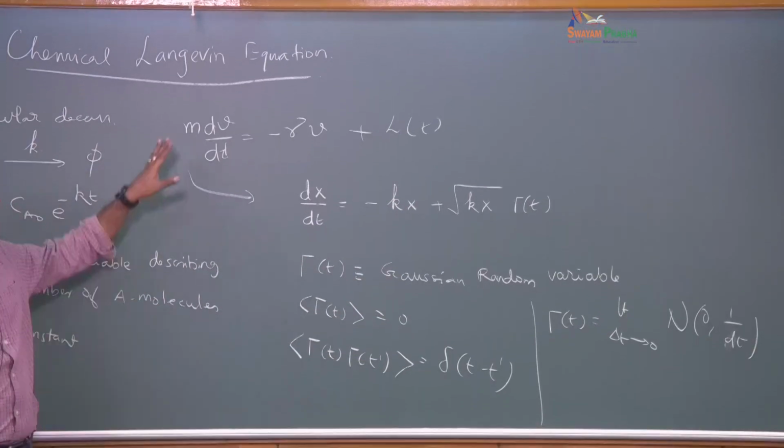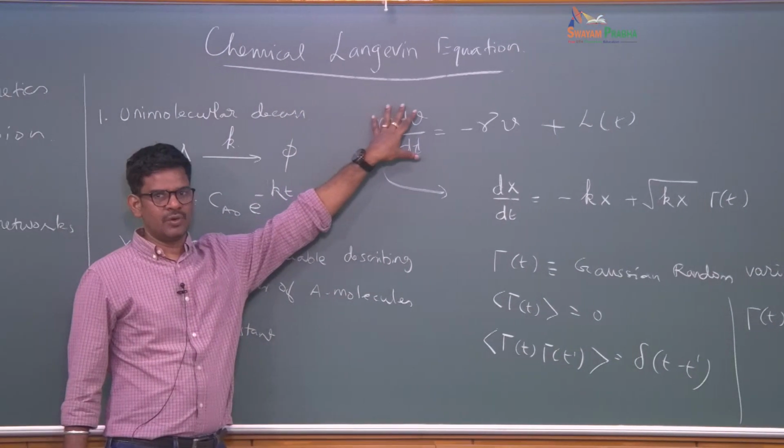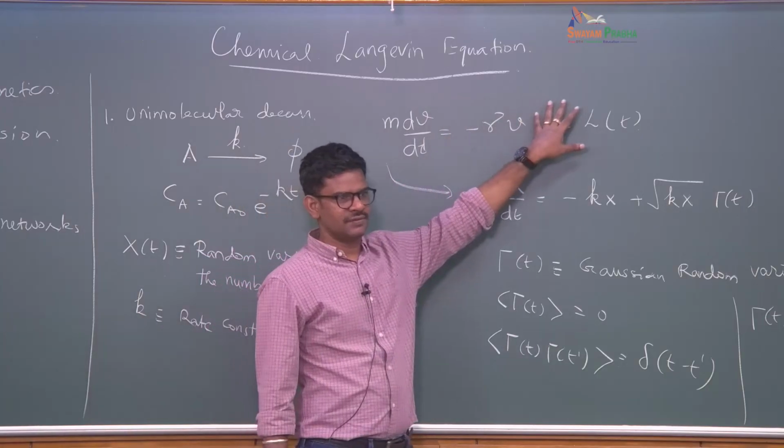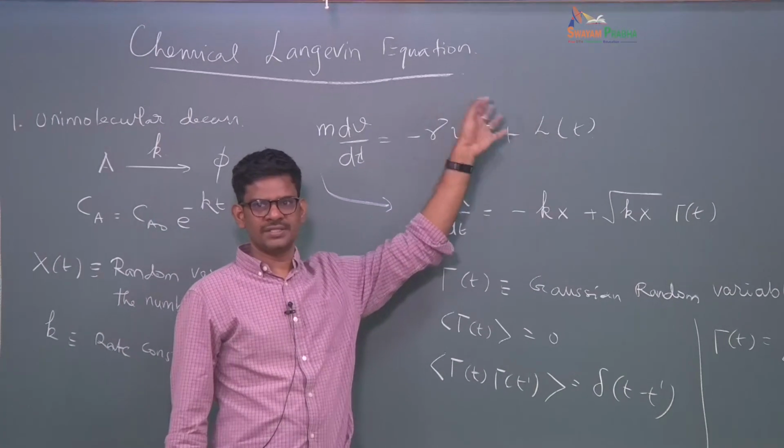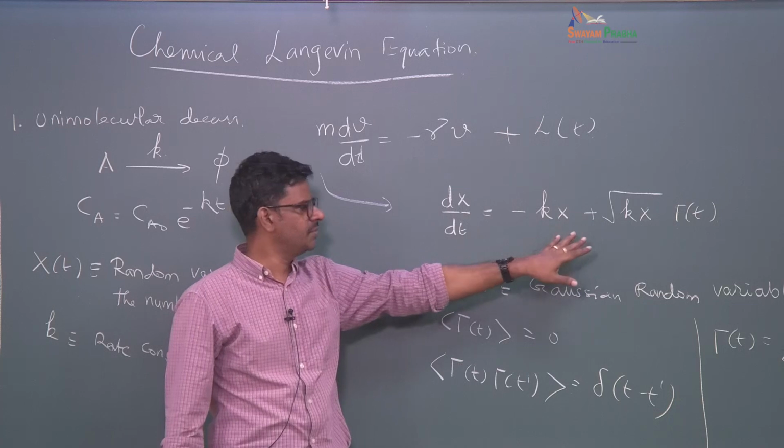That's something very similar to what we did in this case. When we wrote the Langevin equation for the Brownian case, we looked at how the mean and how the variance varied with respect to time. Same thing we can do for this also.